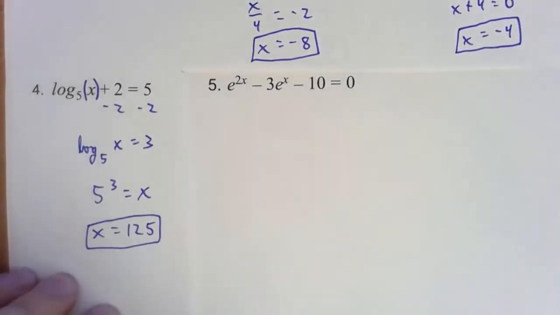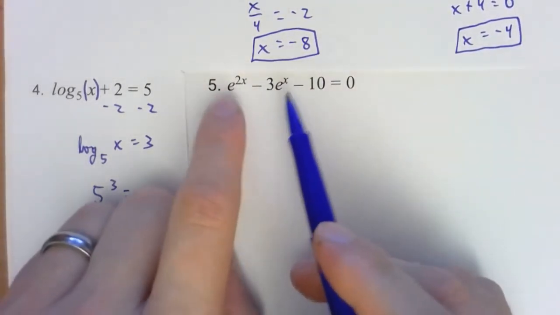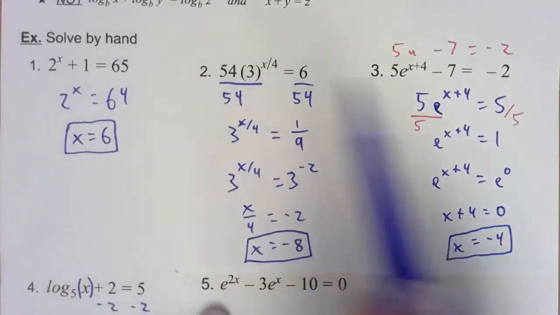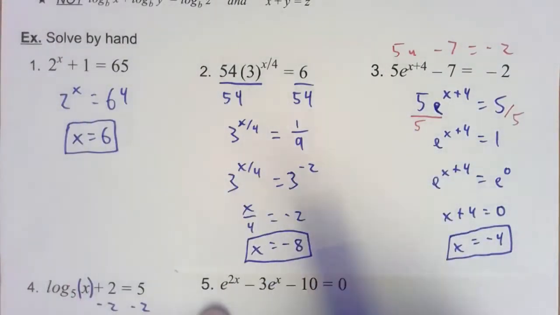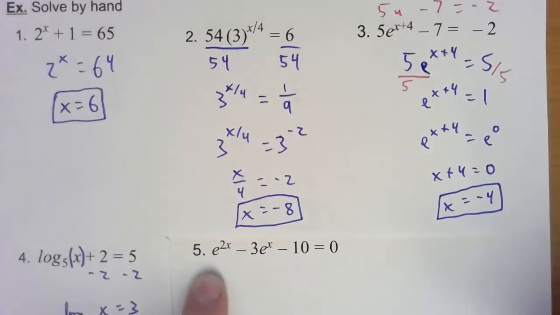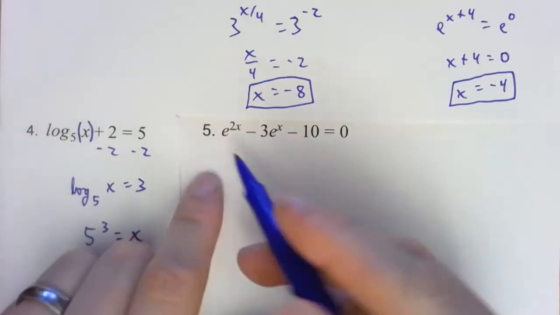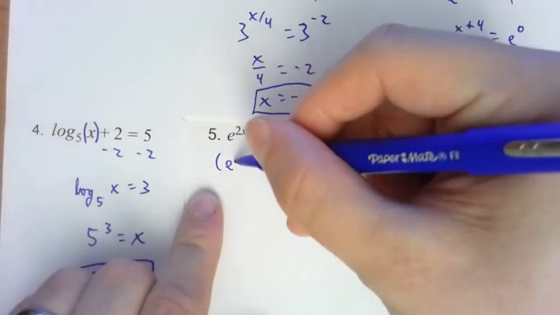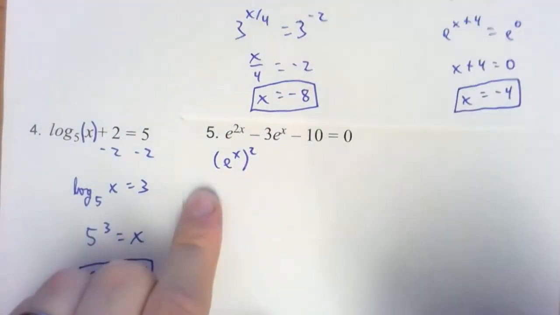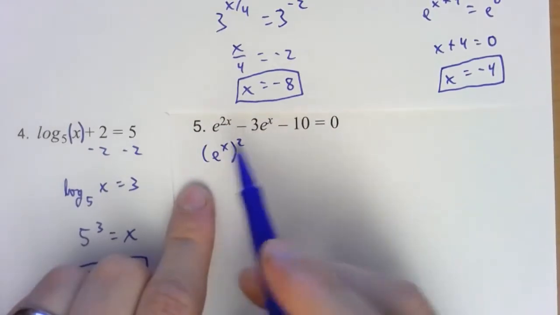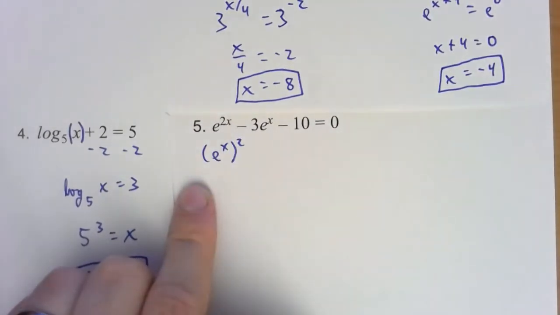Okay, all right, now number 5 is a little bit different. Number 5 has 2 different exponential terms, so we can't just isolate it. All the other ones only had one exponential term, and so we just isolated the exponential part by itself. Here that won't work. All right, well here's the key. e to the 2x, that's the same thing as e to the x squared. Remember, power to a power, you multiply the exponents.